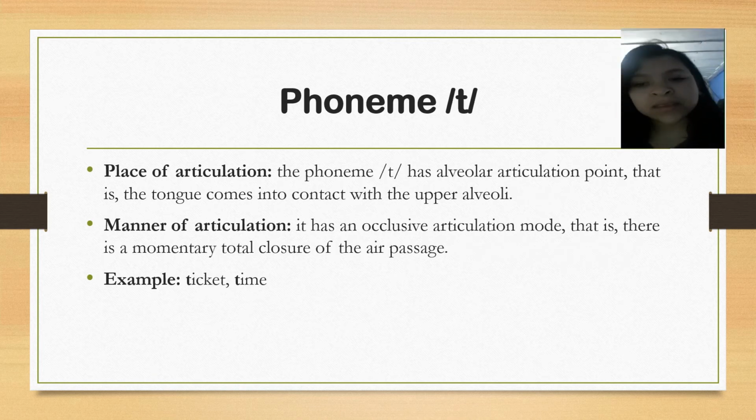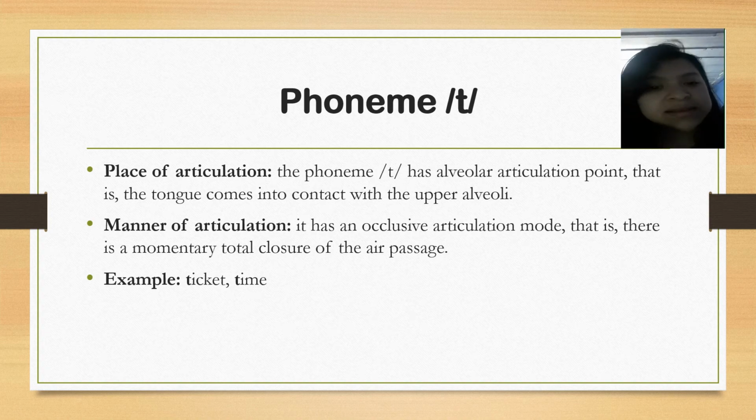Phoneme T. The phoneme T has an alveolar articulation point, that is, the tongue comes into contact with the upper alveoli. It has an occlusive articulation mode, that is, there is a momentary total closure of the air passage. The pronunciation of this phoneme is T. Example: ticket, time.